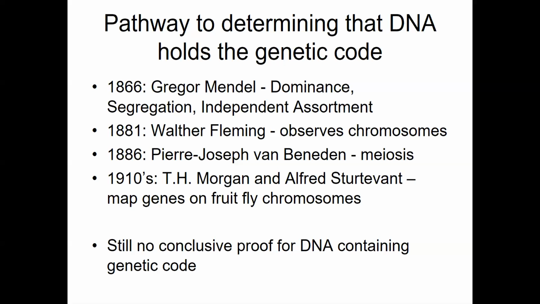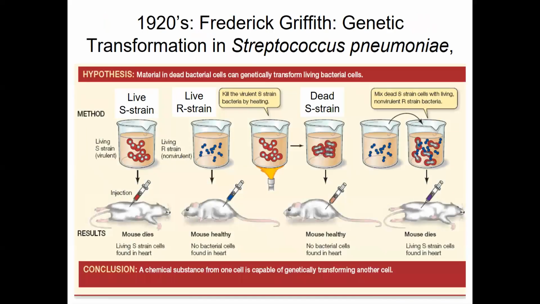So, what were some of the experiments that happened after Morgan and Sturtevant that helped us figure out that DNA actually contained the genetic code? Well, important to determining this were some experiments on mice and strains of Streptococcus bacteria that we've already talked a little bit about as sort of an aside during lecture this past week.